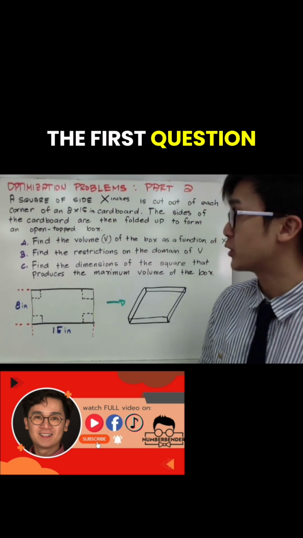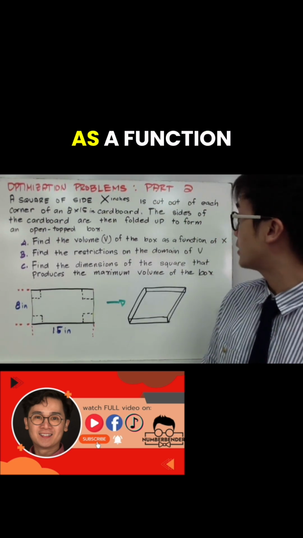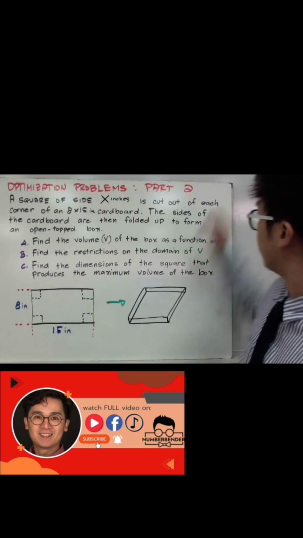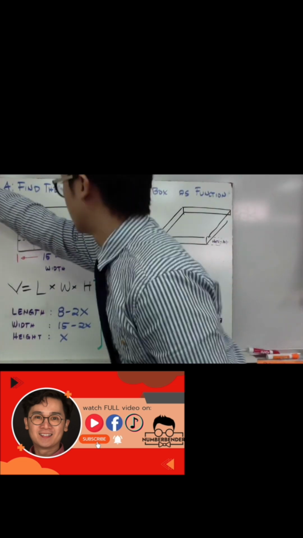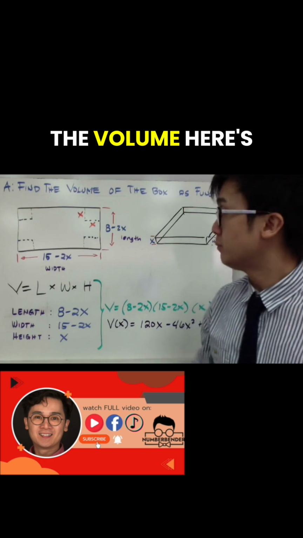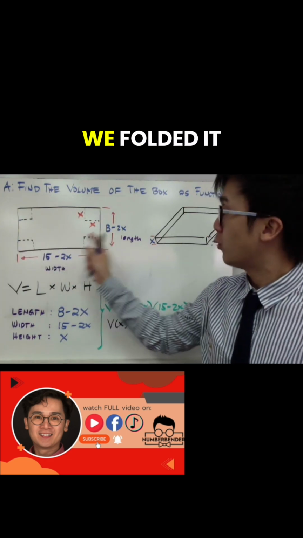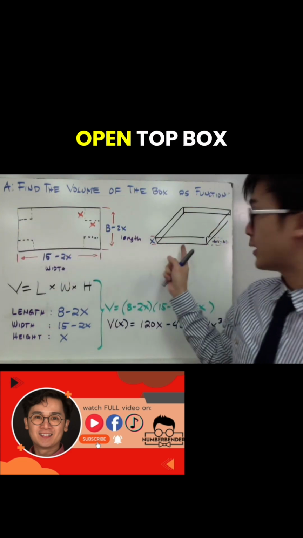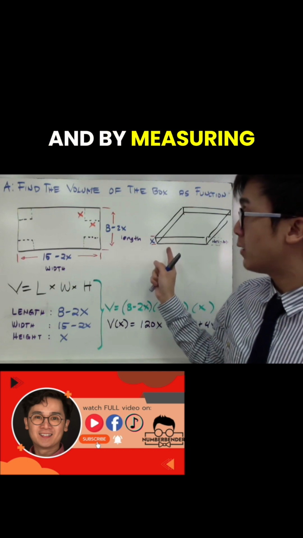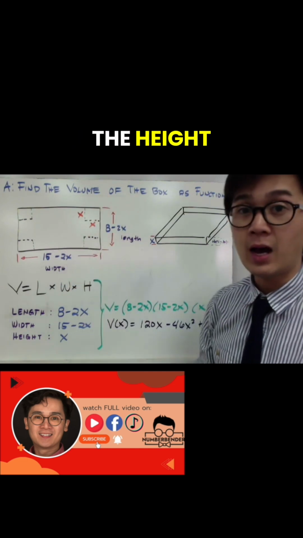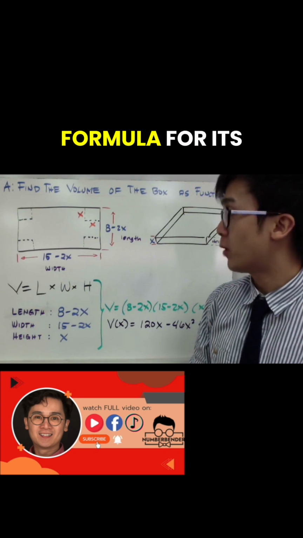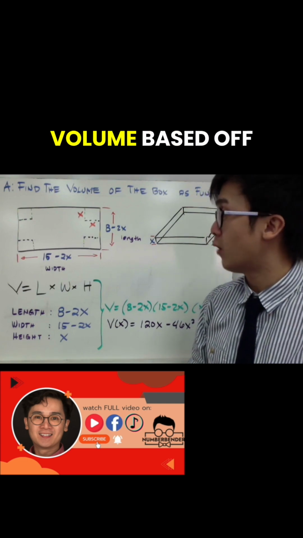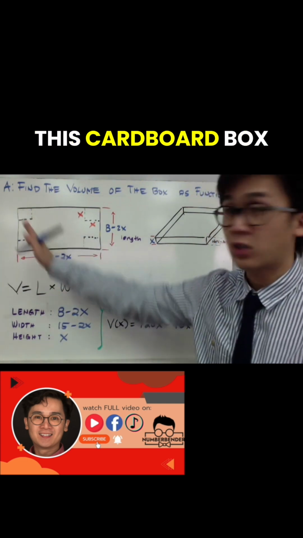Now, to answer the first question, finding the volume of the box as a function of x, we need to construct our equation for v. So to find the volume, here's our cardboard. We folded it here at the corner, cut it out to create an open top box. And by measuring the length, the width, and the height, we'll be able to find the formula for its volume.